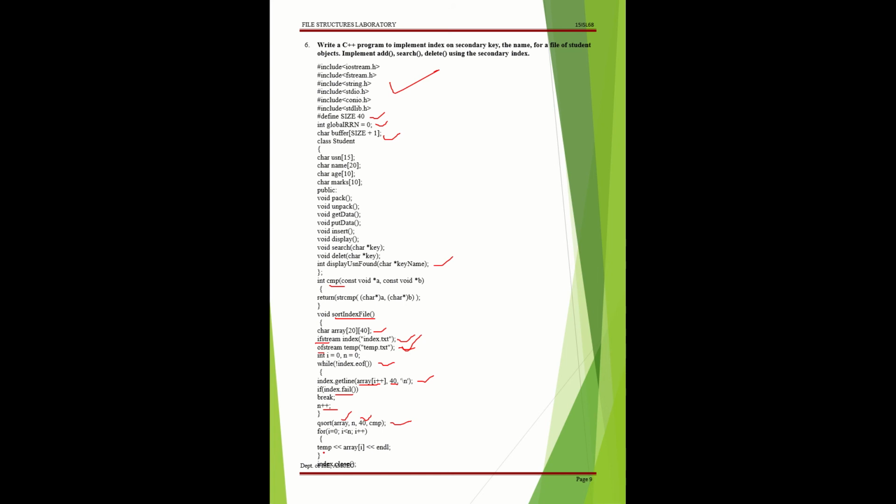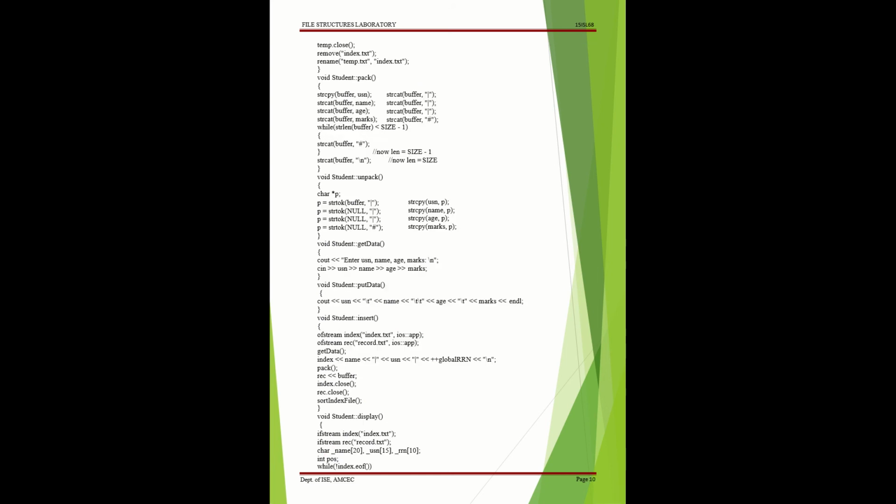I'll put it inside it, and then I'll close it, and then I'll do renaming. First I'll delete the old index file, because I have the ordered index file now saved inside my temp. So I'll do the renaming of it into index.txt. So this is how the sorting is done. Then the same packing method as your previous examples.